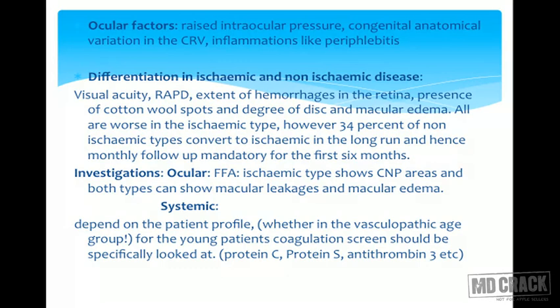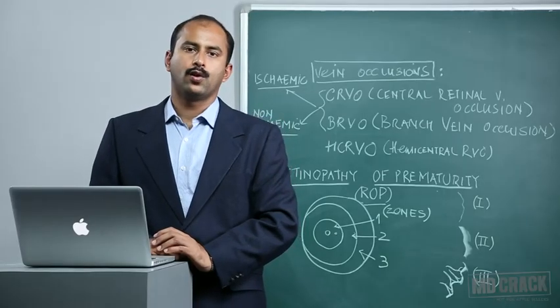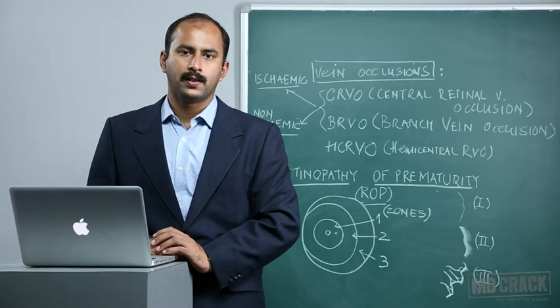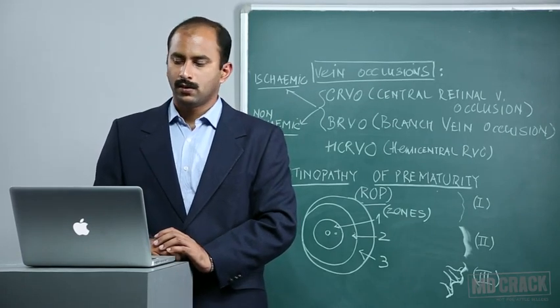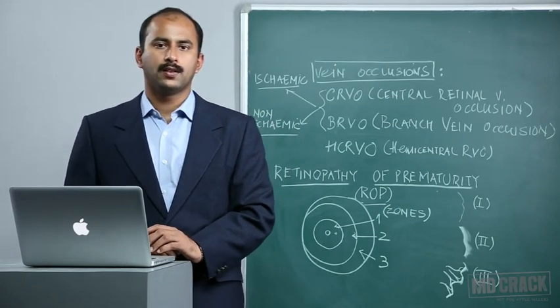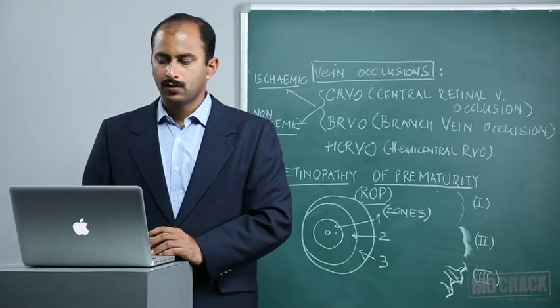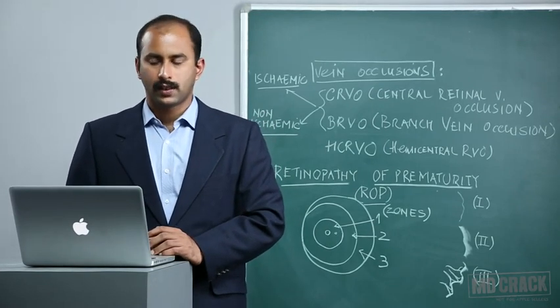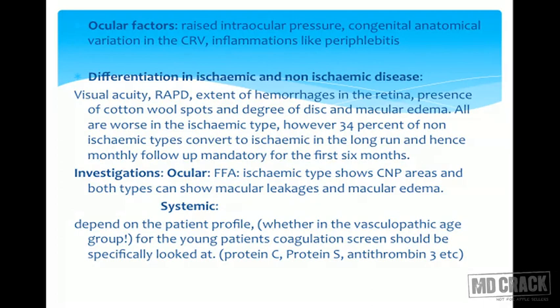However, 34% of the non-ischemic variants later get converted to the ischemic variant in due course of time. So adequate and regular follow-up should be maintained, because this conversion, if it goes unnoticed, can lead to devastating complications, so much so loss of vision and loss of the eye. So in the long run, because these convert into the ischemic variety, we need to follow up the patient at least monthly for the first 6 months.